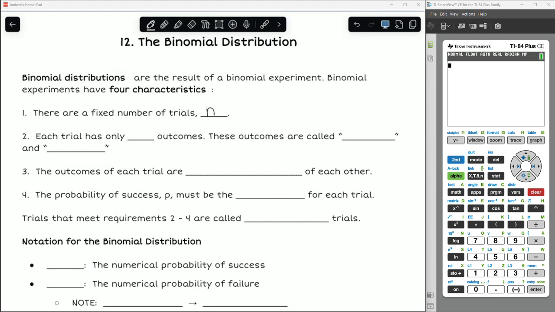So before we do this, we know exactly how many times we're going to roll the dice, exactly how many people we're going to poll and get an answer of yes or no, a predetermined number of trials.